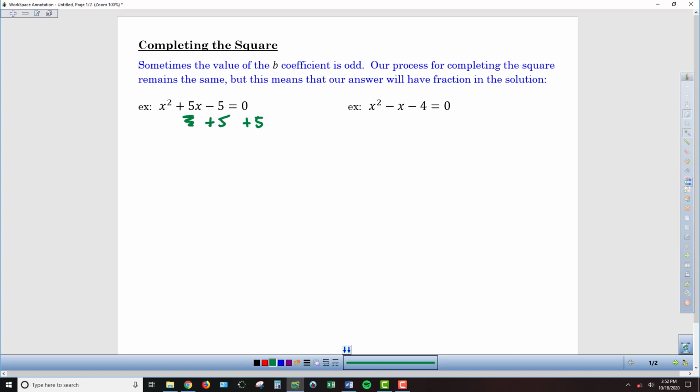So recall the first thing that we want to do is isolate the x pieces. So I want to move all the integers to the other side if there are any. So I've got x squared plus 5x equals 5. So I'm leaving that space so that I can fill it with the number that will complete the square for me.